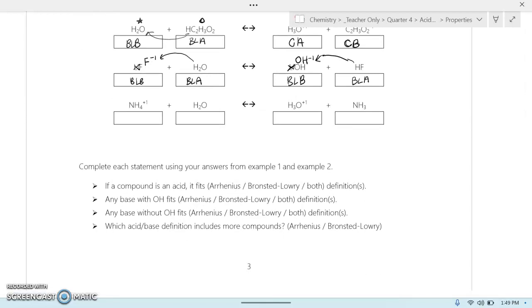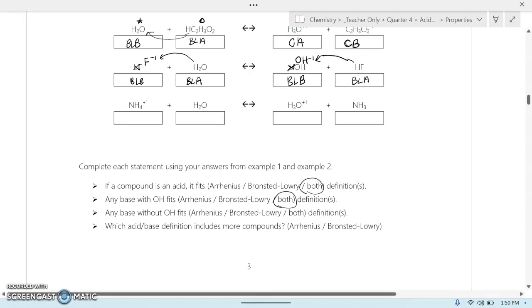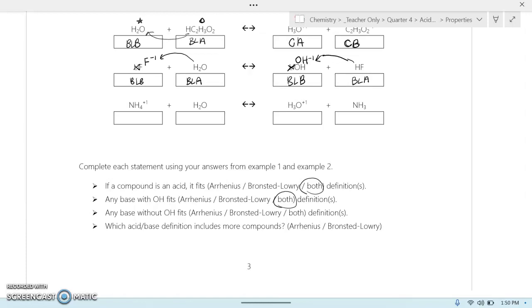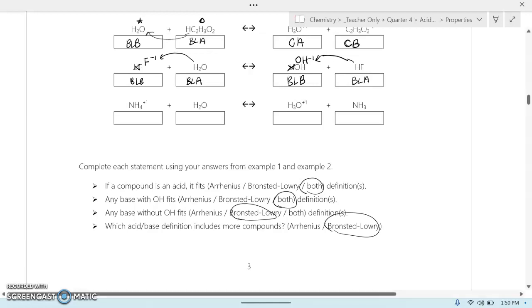If a compound is an acid, it fits Arrhenius, Bronsted, or both definitions. Well, they're kind of the same definition because they both require an H, so both. Any base with OH fits Arrhenius, Bronsted, or both definitions. Both. Because even here, see, we have OH, and we still have a base, so it works. It can be that hydrogen acceptor. Any base without OH, well, it's not going to fit Arrhenius, so that's only Bronsted-Lowry. And which acid-base definition includes more compounds? We talked about that as being Bronsted-Lowry, the broader definition.